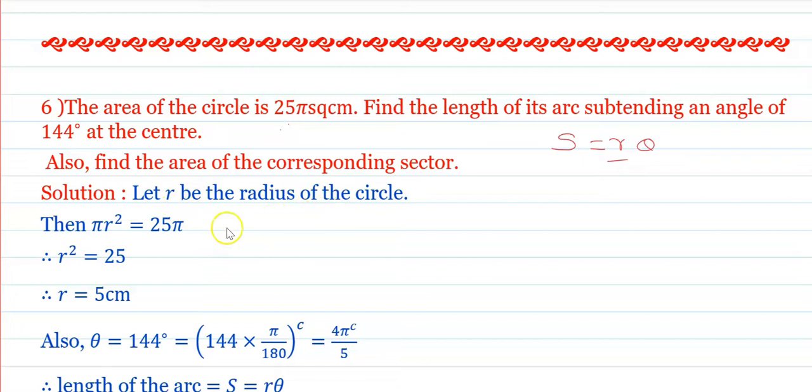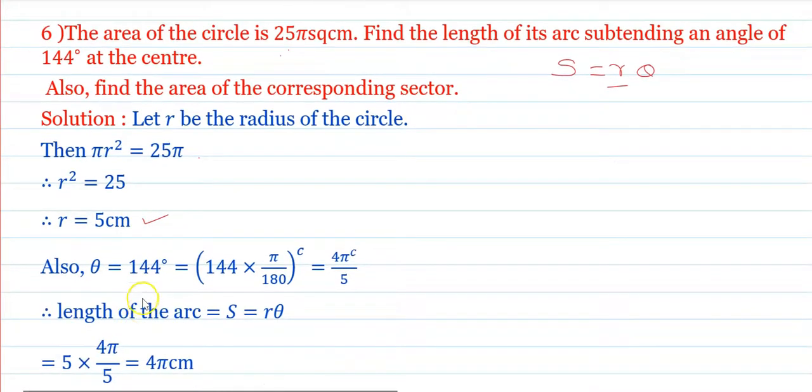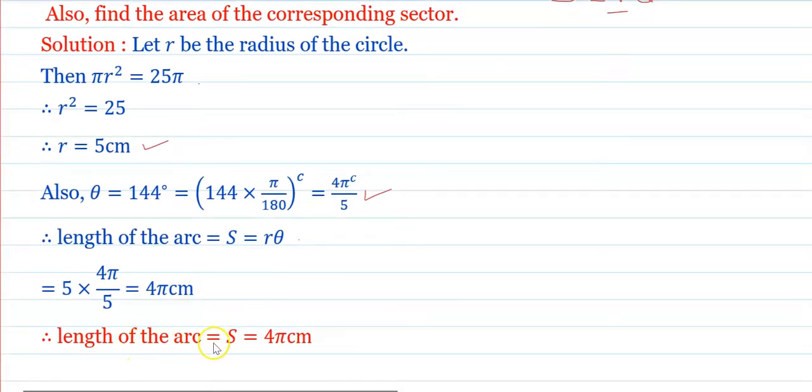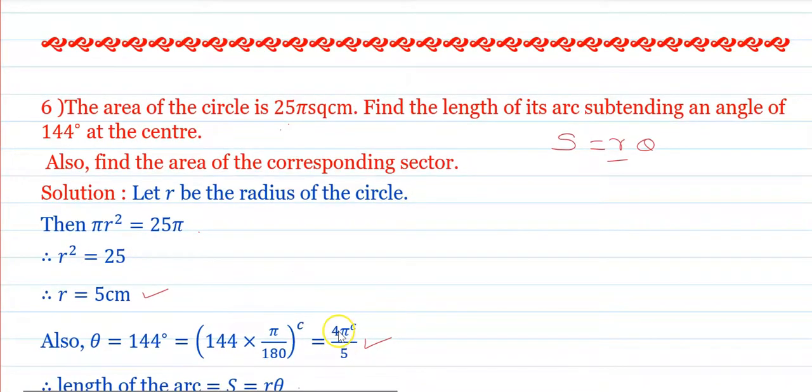Let r be the radius of the circle. Pi r square is equal to 25 pi, and hence r square is equal to 25. R is equal to 5 centimeter. Theta is equal to 144, which is 144 into pi upon 180. If we simplify, then you will get 4 pi by 5 radian. Length of arc S is equal to r theta. Substitute the value of r, that is 5, and theta is 4 pi by 5, and that is equal to 4 pi centimeter. Hence the length of arc S is equal to 4 pi centimeter. That is what we wanted to find out.